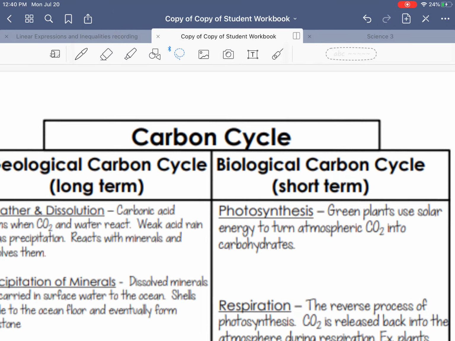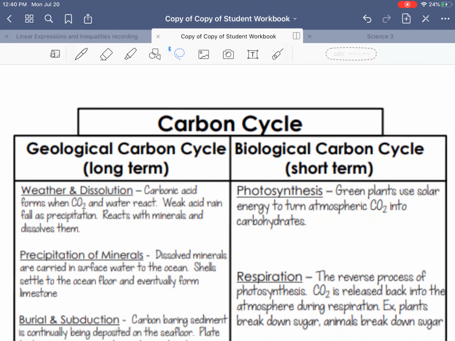I want to look at these two different terms. You have geological and biological. Now let's first look at the two meanings here. Geo means earth or related to the earth, and bio means related to life. So on the left we're looking at the earth carbon cycle, and on the right we're looking at the life carbon cycle.